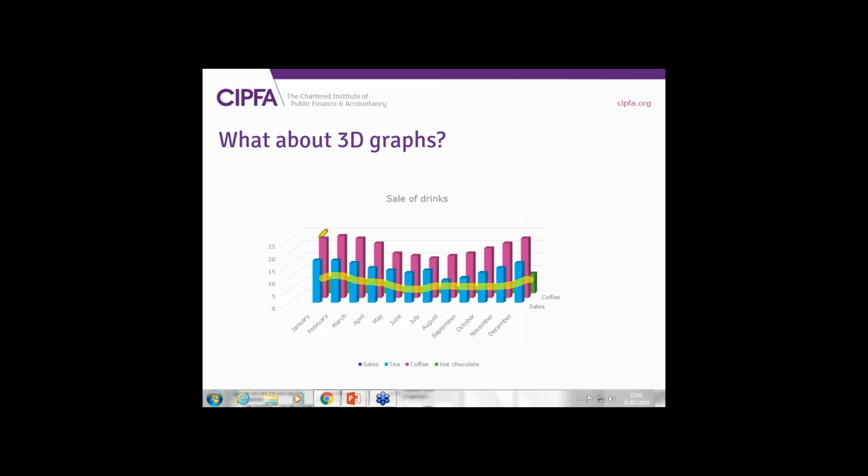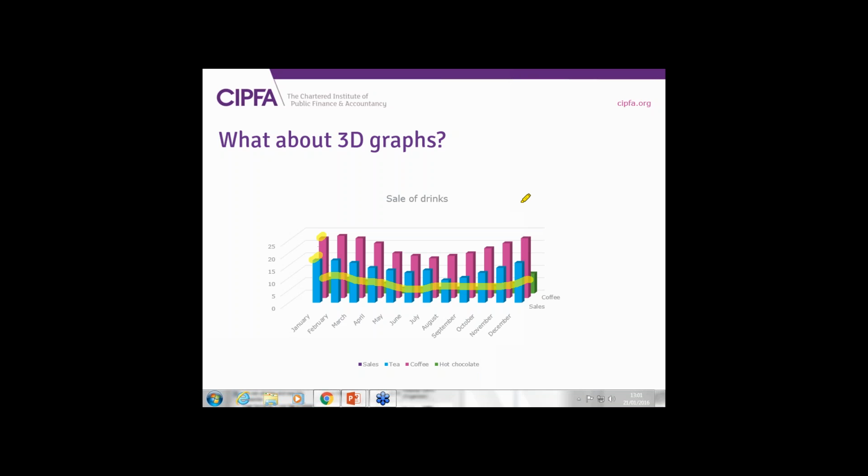And actually my bigger problem is, because of the 3D effect, I'm having to sort of work out what that column would be if it was pushed back against that line. So it's hard to see the actual numbers as well. So I would always avoid 3D graphs.